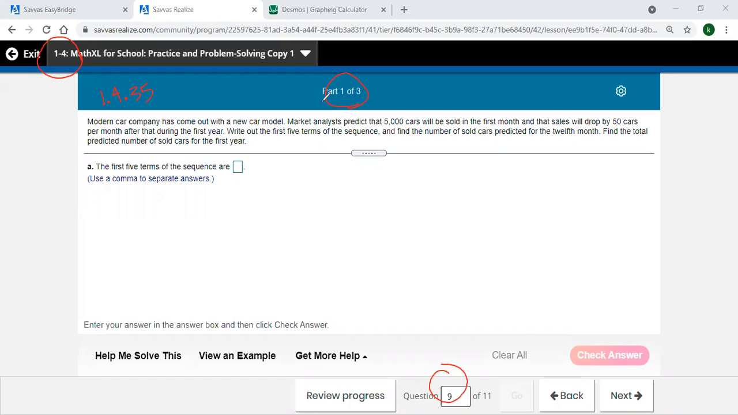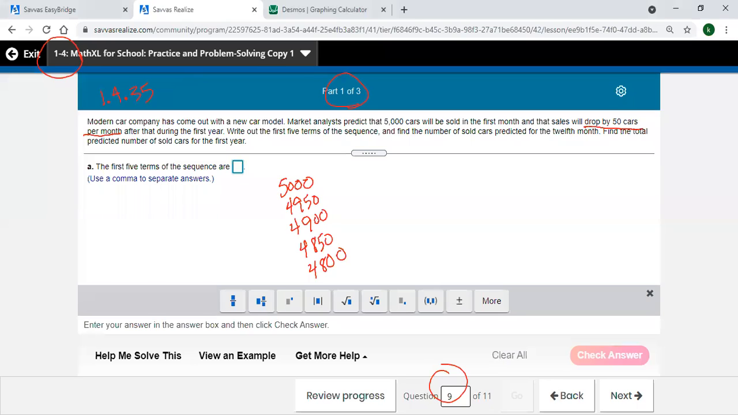All right. So 5,000 would be the first month. Remember, it said we're dropping 50 per month. So if you drop off 50 here, it would be 4,950, then 4,900, then 4,850, and 4,800. All right. So then we're just supposed to type them separated by commas, it says. I feel pretty confident there with those.